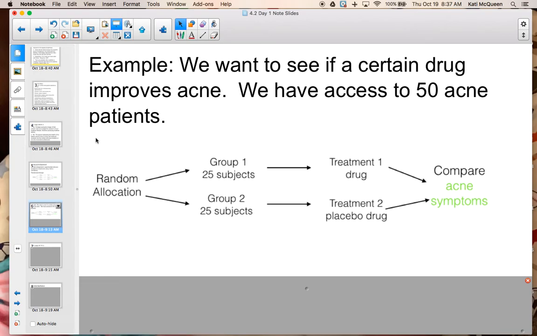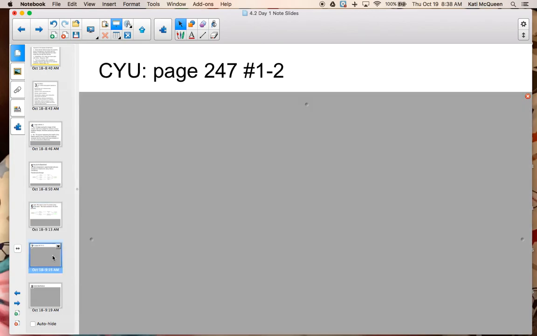Anytime you're asked to set up a completely random design, this is what they're looking for. You could write out, I'm going to randomly assign 25 subjects to 2 different groups, but this kind of flow chart has everything that they're looking for on the AP test, and it's a nice way to organize it. All right, so you guys are now going to try on page 247 a check.